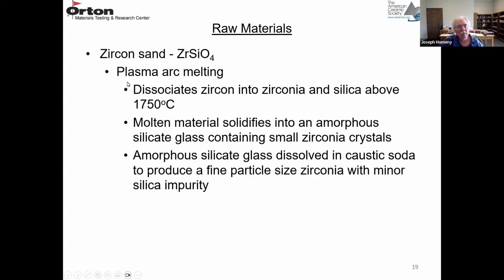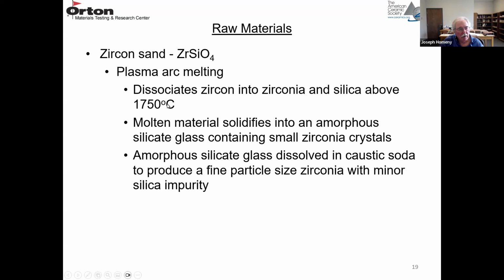And then in the melting technique, the plasma arc melting, that dissociates zircon into zirconia and silica. And this is usually taking place at around 1750 degrees C, and certainly above 1540 degrees C, where zircon decomposes. You have a molten material, it solidifies in an amorphous silicate glass.